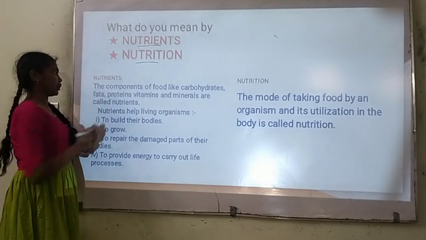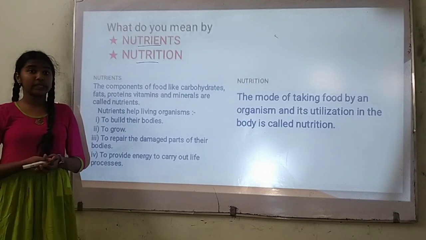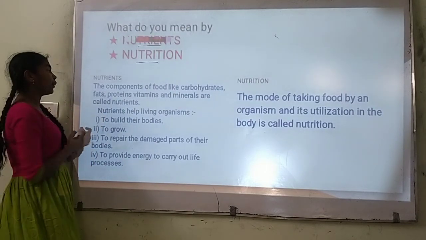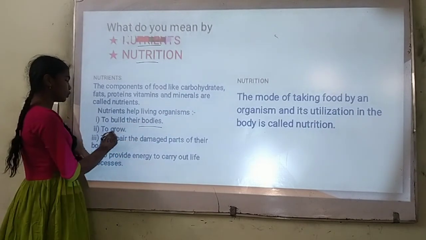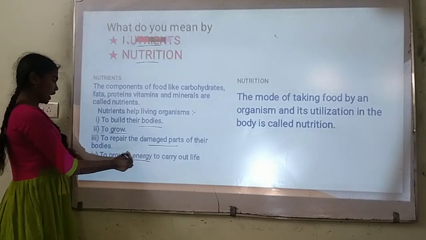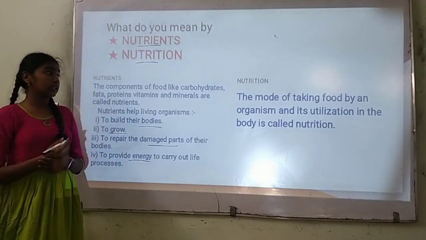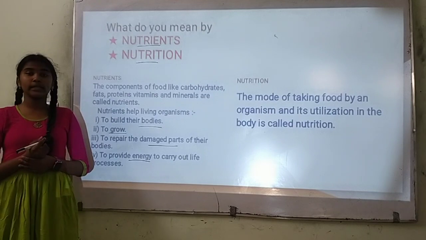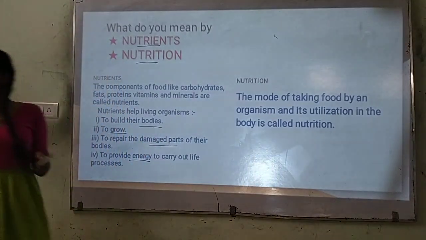Nutrients and nutrition. Nutrients are compounds like carbohydrates, vitamins, proteins and fats. The nutrients help living organisms to build their bodies, to grow, to repair their damaged parts and to provide energy to carry out their life processes. And what is nutrition? The mode of taking food by an organism and its utilization in the body is called nutrition.